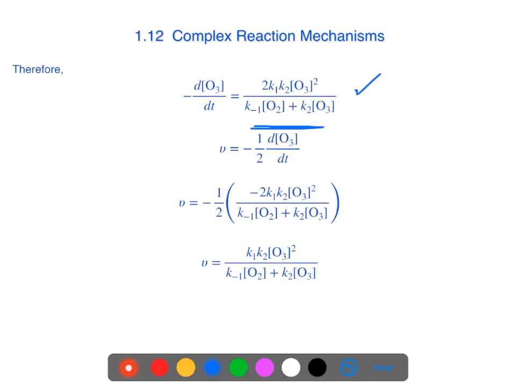This is the rate law expression for the decomposition of ozone. Now we could go one step further if we wanted to solve for the rate law expression that represents the overall reaction.